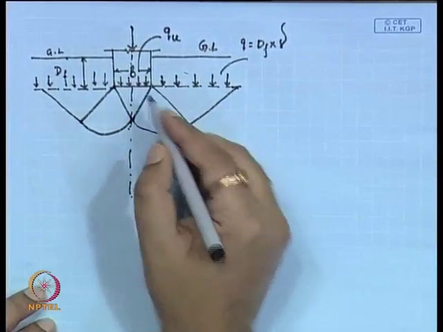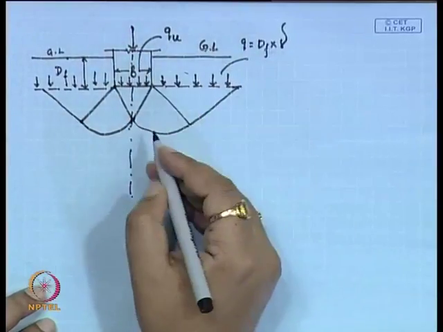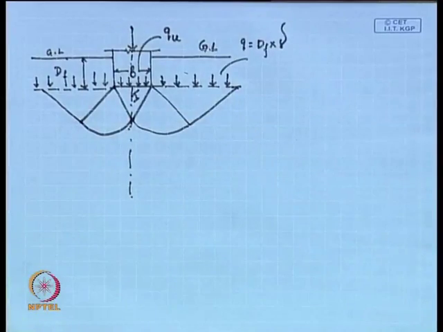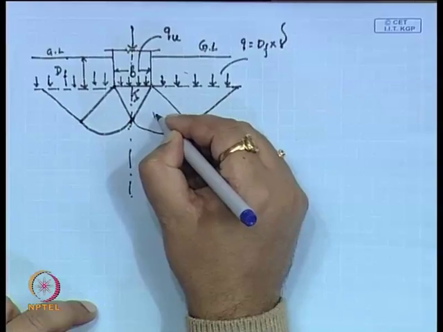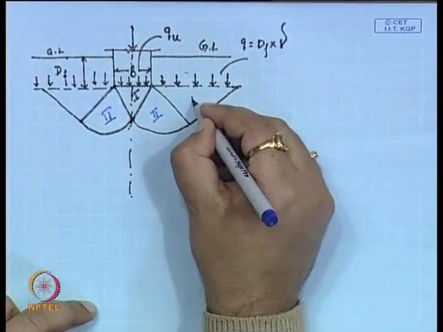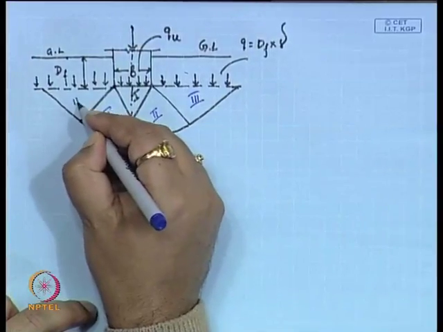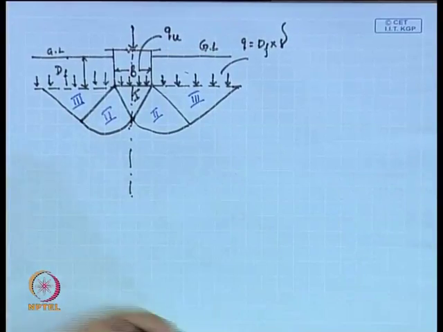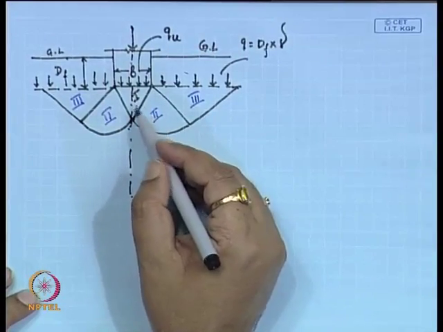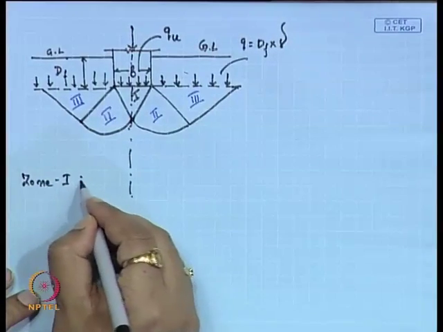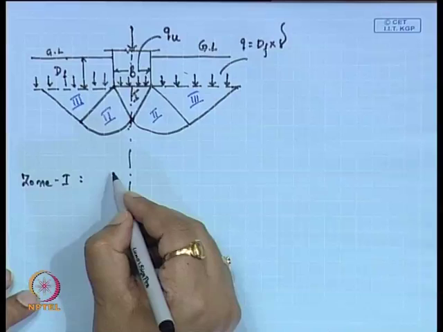Now, this is symmetric, so we can say this is a three-zone failure. This is the first zone. This is the second zone, this is also the second zone, and this one is the third zone. So, three zones are there. One is this triangular portion, this is the first zone, zone 1. This is called the triangular zone.